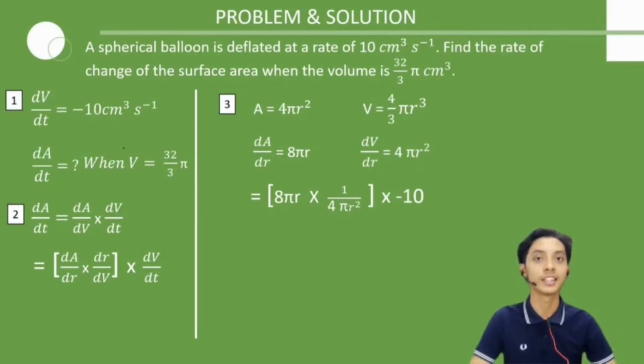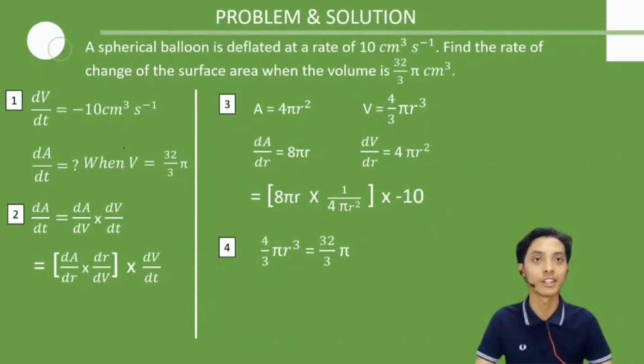Since dr/dV is different from dV/dr, we will put 1 at the top. So it will be 8 pi r times 1/4 pi r square times negative 10. Negative 10 is the dV/dt. In the fourth step, we will find the r.